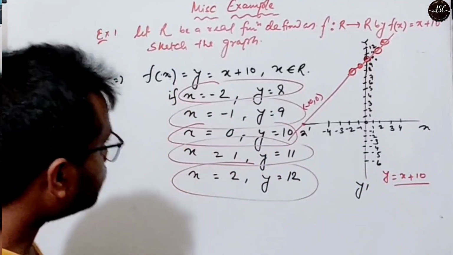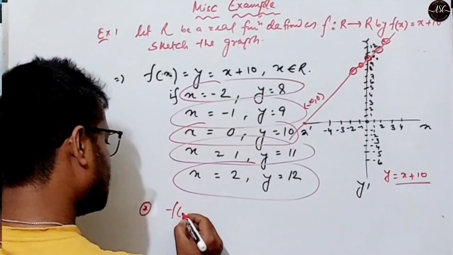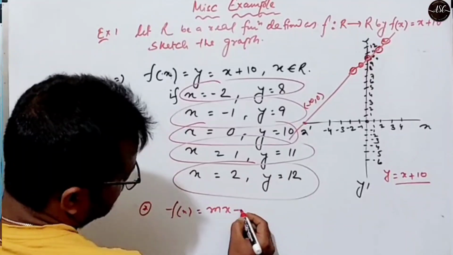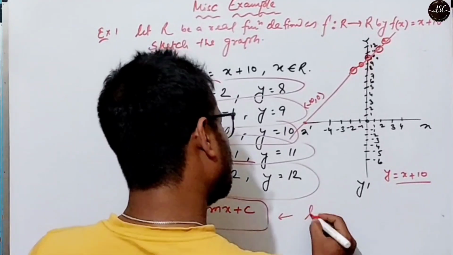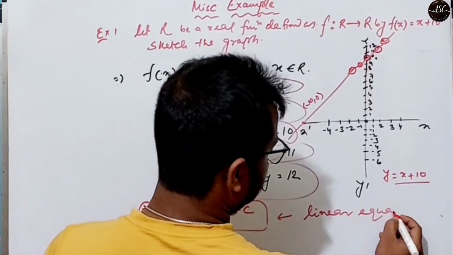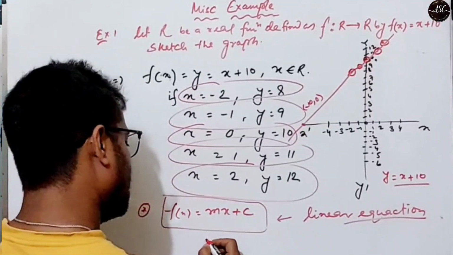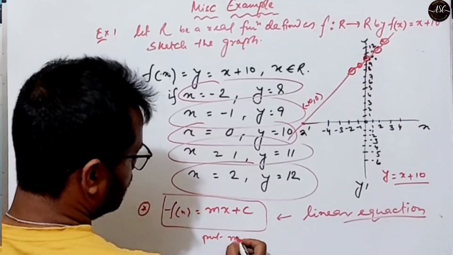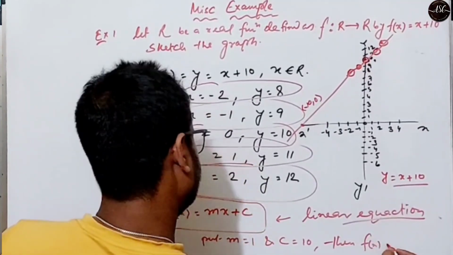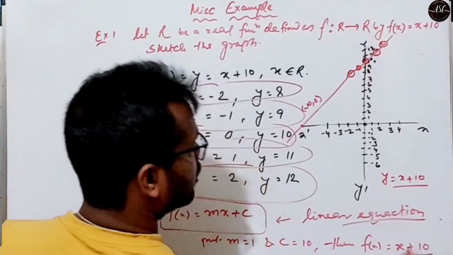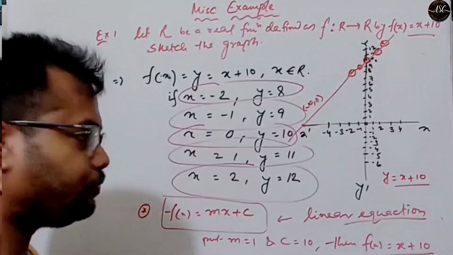This should be remembered. One point should be noted: here the equation f(x) equal to mx plus c is called a linear equation. Just put m equal to 1 and c equal to 10, then f(x) equal to x plus 10. So this equation is clear. Just look at this question.